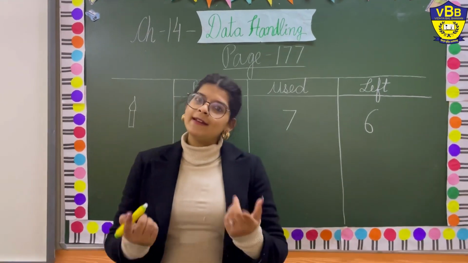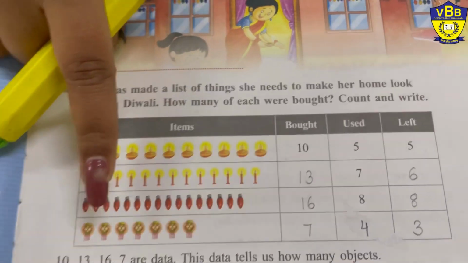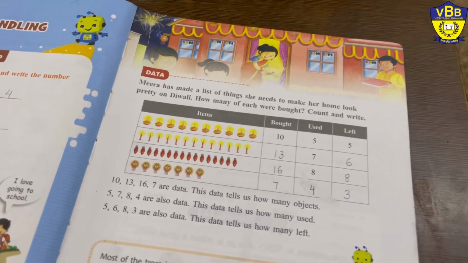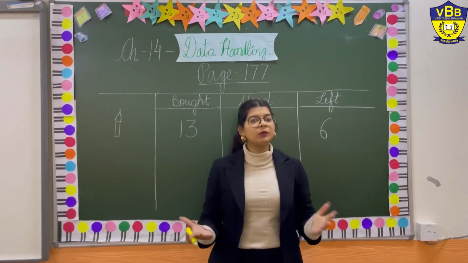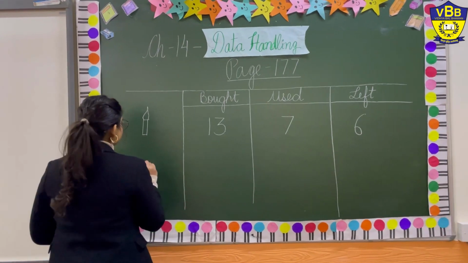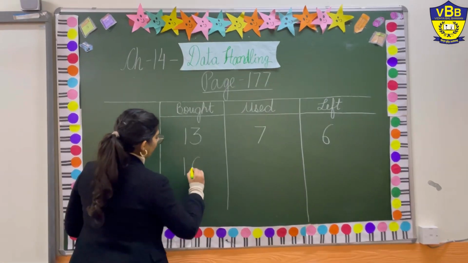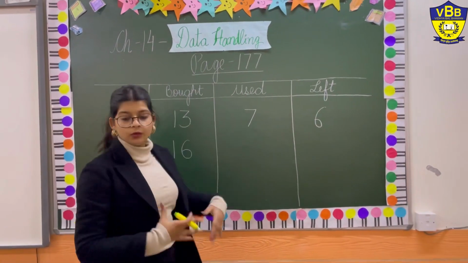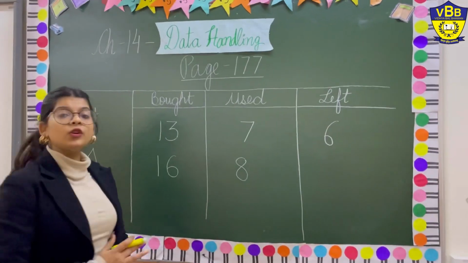Now let's move to the next item, that is bulbs. Now you are going to count by yourself and we will write it on the board. The number of bulbs, I'm giving you the time, just count it. Yes, the number of bulbs is 16. And how much did she use from them? She used 8.